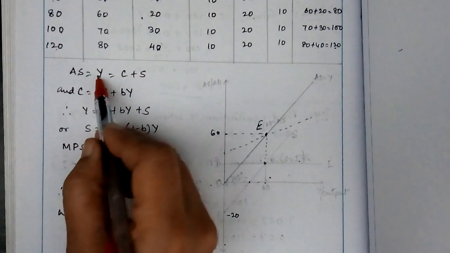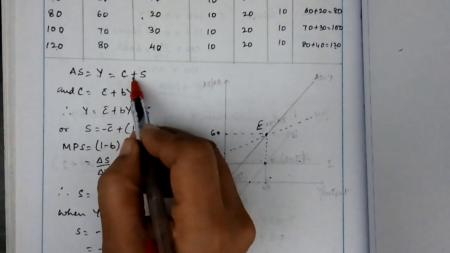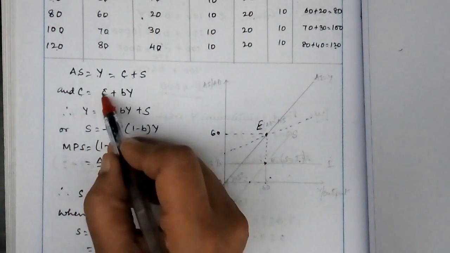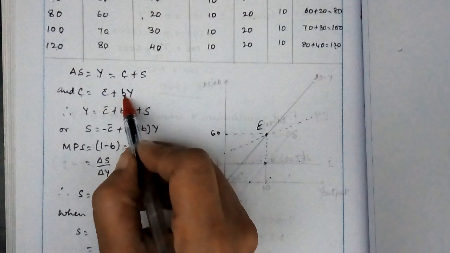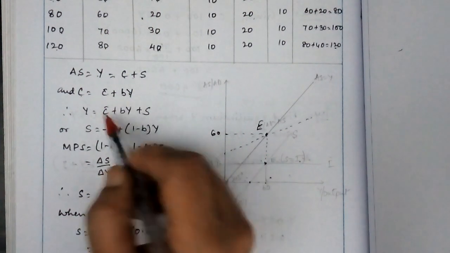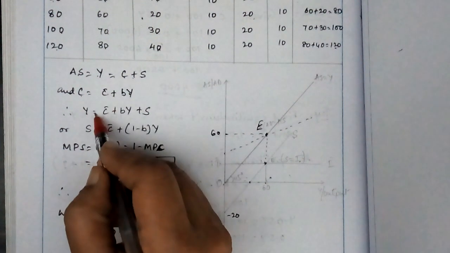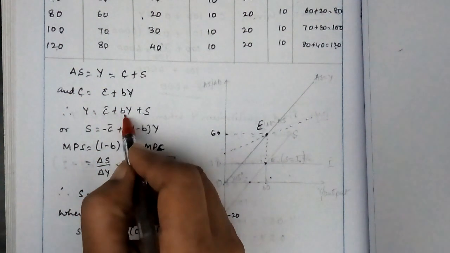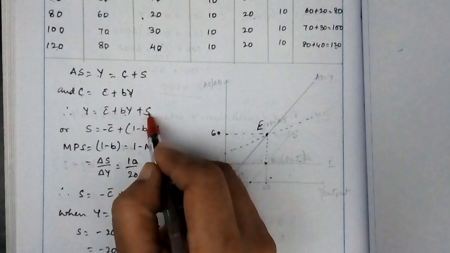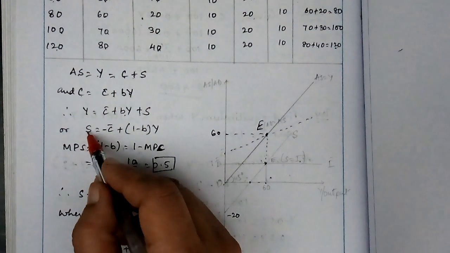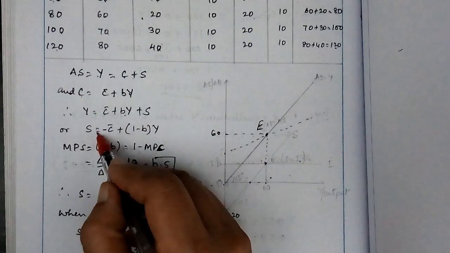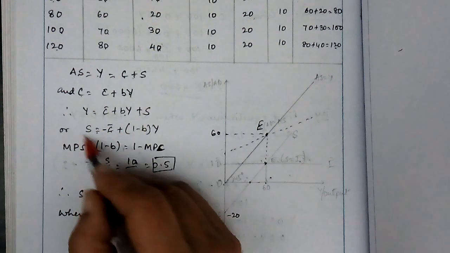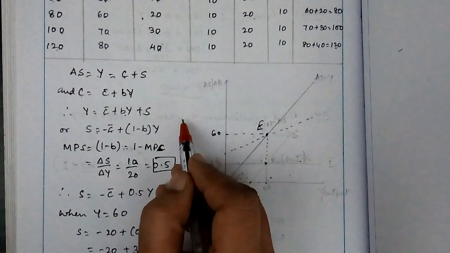Aggregate supply we learnt is national income, which is equal to consumption plus savings. And from our previous knowledge, we know consumption is equal to autonomous consumption plus MPC into Y. Therefore, income Y will be equal to, substituting this in place of C, C bar plus BY plus S. Or since we are trying to find saving, S is equal to minus autonomous consumption plus (1 minus B)Y. What was this? This was the saving function we learnt in the previous video.